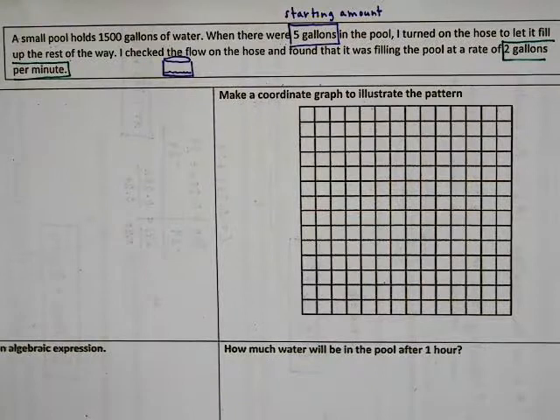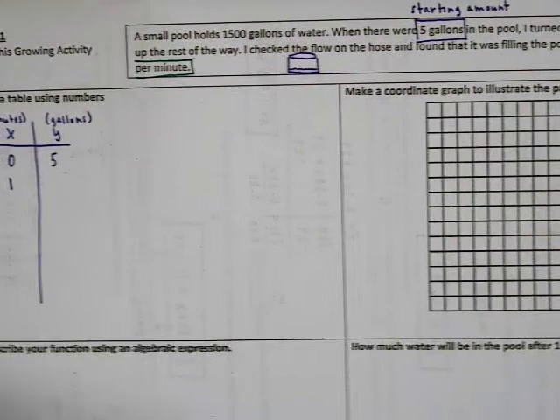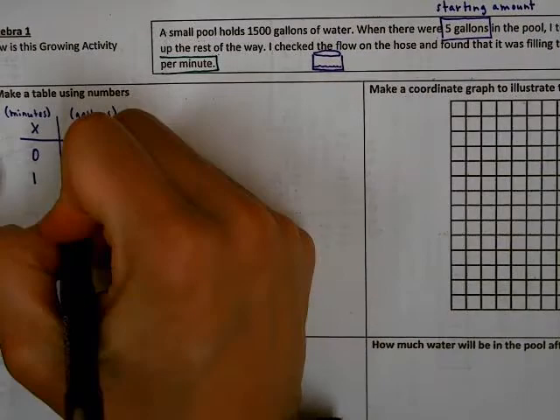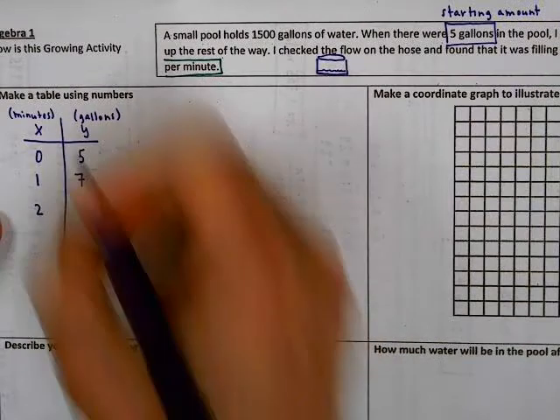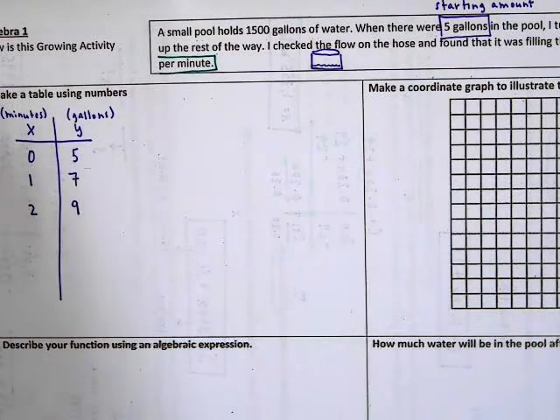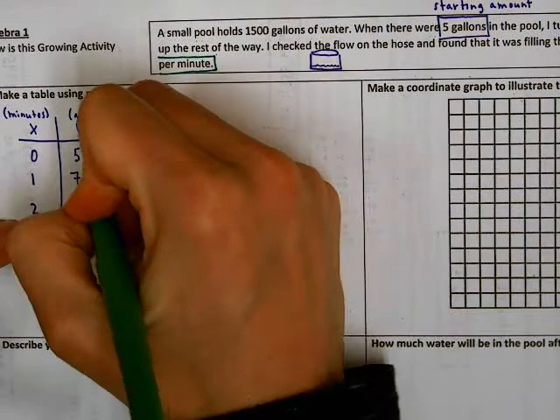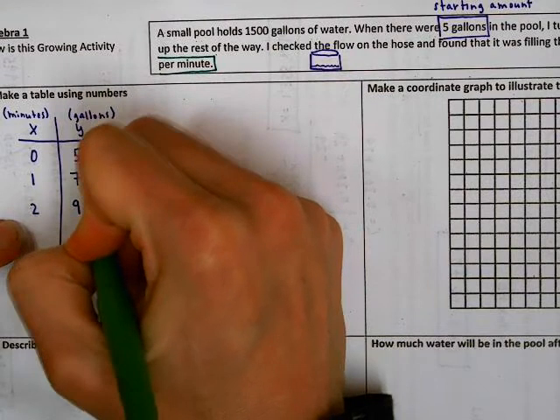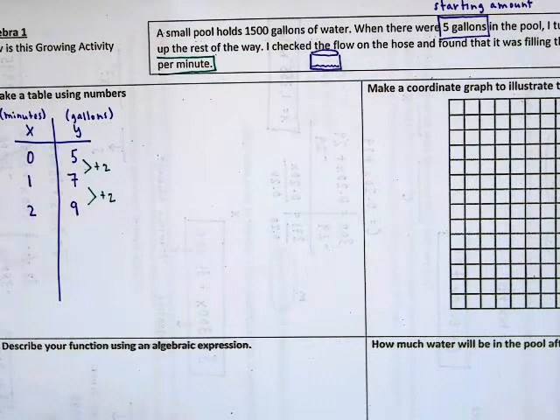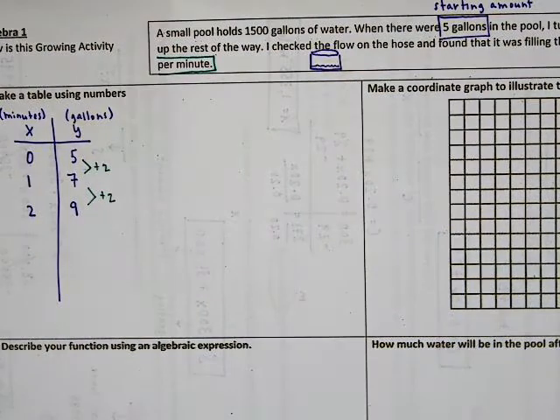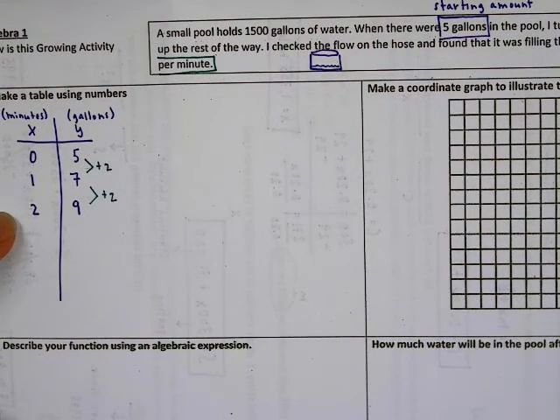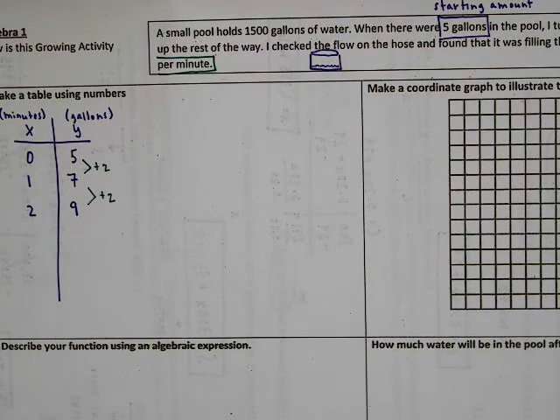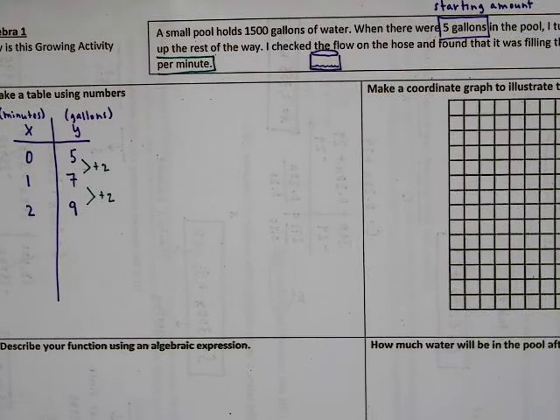That would tell me then when 1 minute has passed, now there's a total of 7 gallons in the pool. When 2 minutes have passed, there's a total of 9. Again, because each minute that goes by, I'm adding 2 gallons. We could keep adding values to this table, but this will give us a sufficient number to get started here. Now let's go ahead and make a graph to illustrate what's happening here.